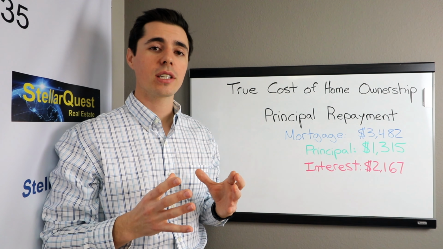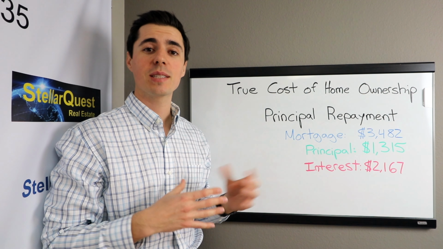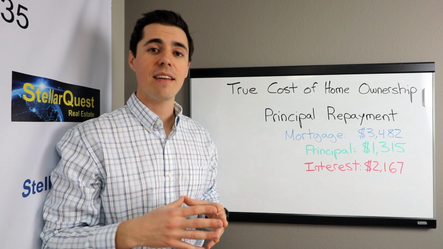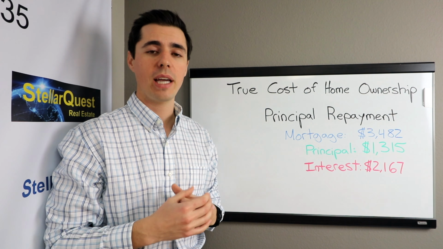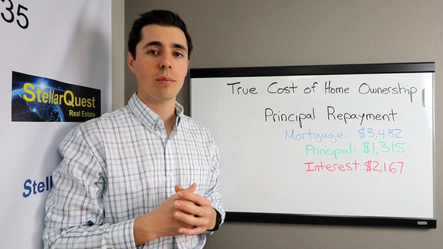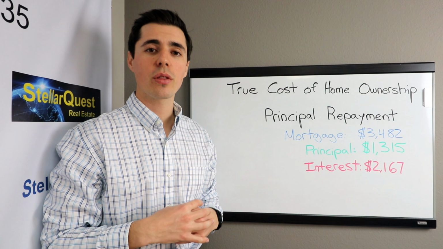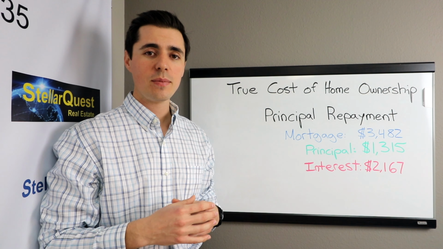The second portion of your payment goes towards principal. I've got this written in green because principal is a very helpful portion of your payment. The principal is what goes towards paying down the total amount of debt you owe. So every time you make a principal contribution, you're essentially increasing your equity in the home by the same amount. And so to help explain this, I thought it would be helpful to go through a quick example.